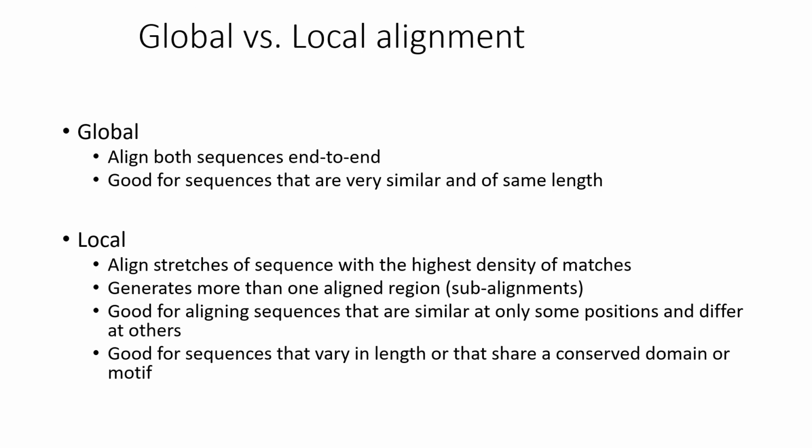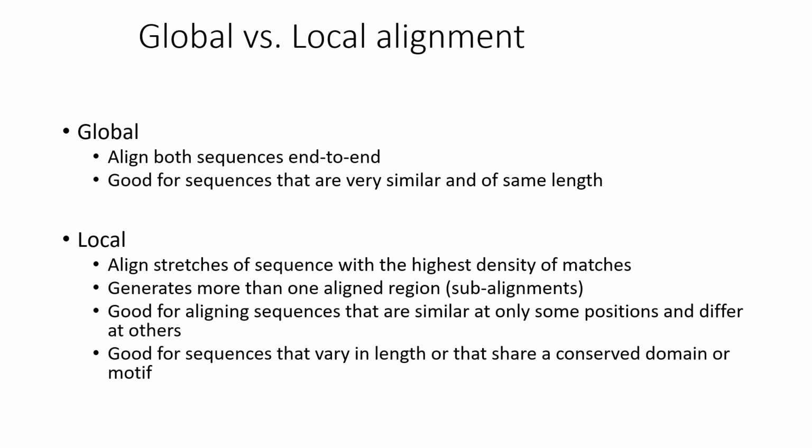As for the local alignment, they align stretches of sequences with the highest density of matches. It means that we do not align sequences end to end. We try to find sub regions, I mean the regions within the sequence that have the highest density of matches, and it generates more than one aligned region. I mean by local alignment we will get more than one alignment, because there can possibly be more than one. And this local alignment is good for aligning sequences that are similar at only some positions and different at others.